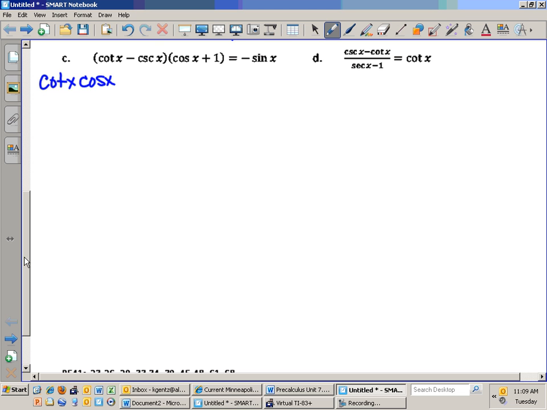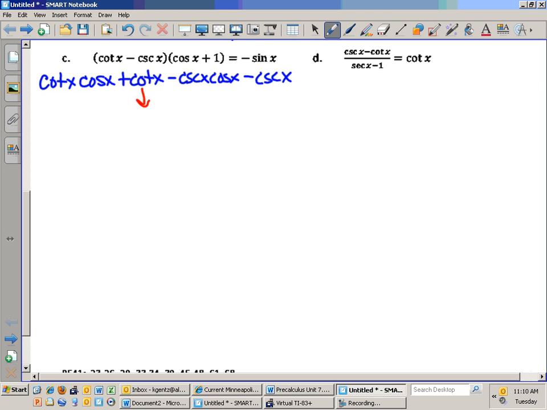So cotangent times 1 is cotangent. Negative cosecant times cosine is negative cosecant cosine, minus cosecant of x. All right. So I distributed everything through. That's what I end up with. Looks pretty bad, doesn't it? Uh-oh, Parker sees it. What do you see, Parker? The middle cancels out.